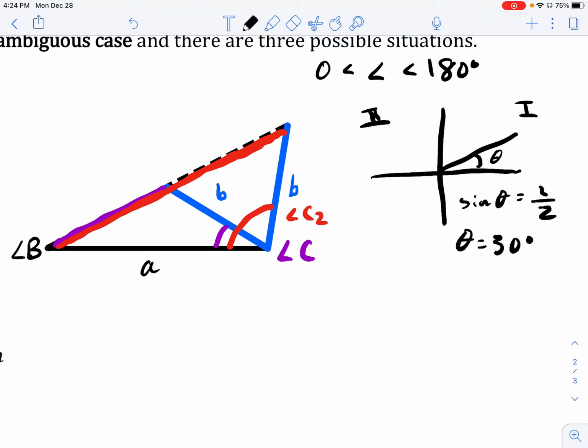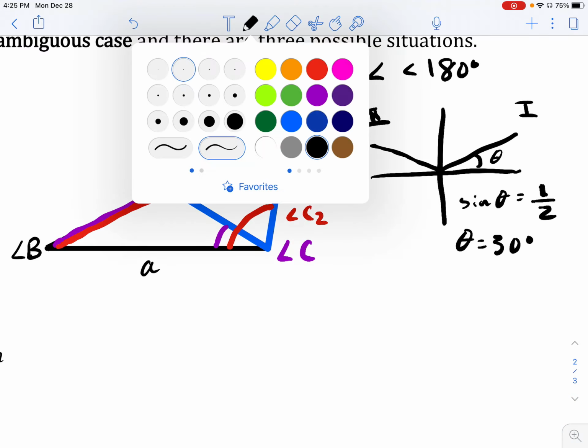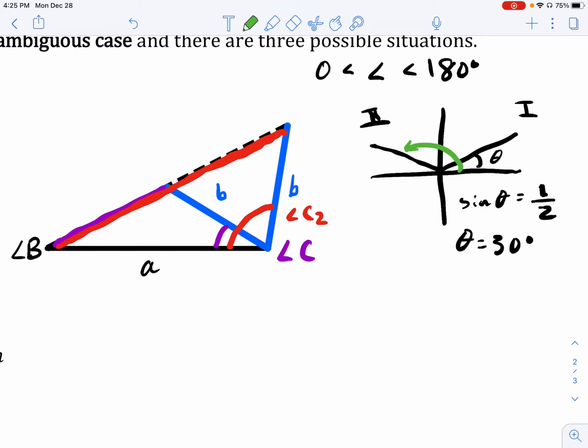But if I asked you what are the angles such that sine of theta is equal to 1/2, well, we know that if my angles are possibly within quadrant 1 or quadrant 2, there are actually two possible angles such that the sine of theta is equal to 1/2. We could have that angle theta here. You could also have theta be equal to what? 150 degrees. So there is an ambiguity with sine when we're dealing with angles that are between 0 and 180.